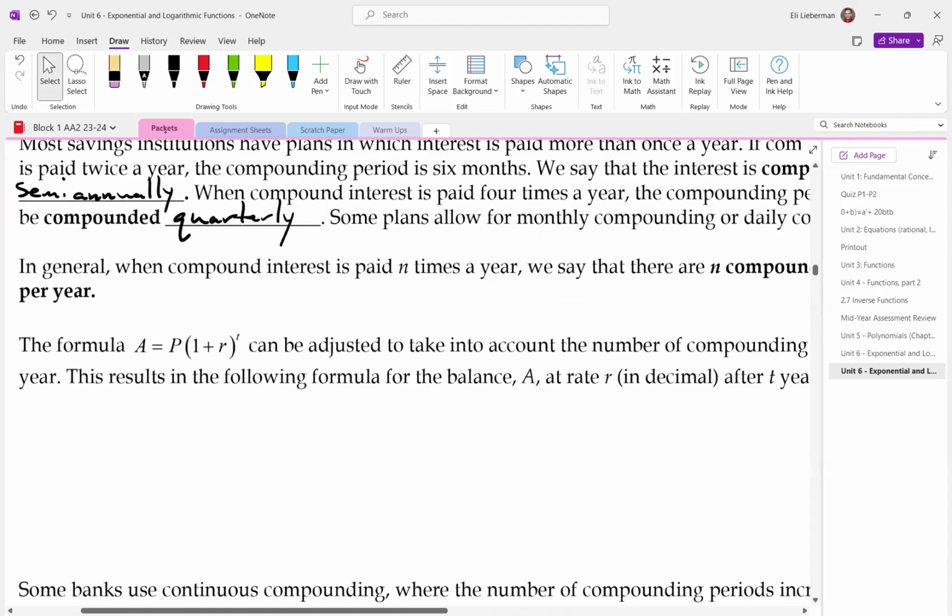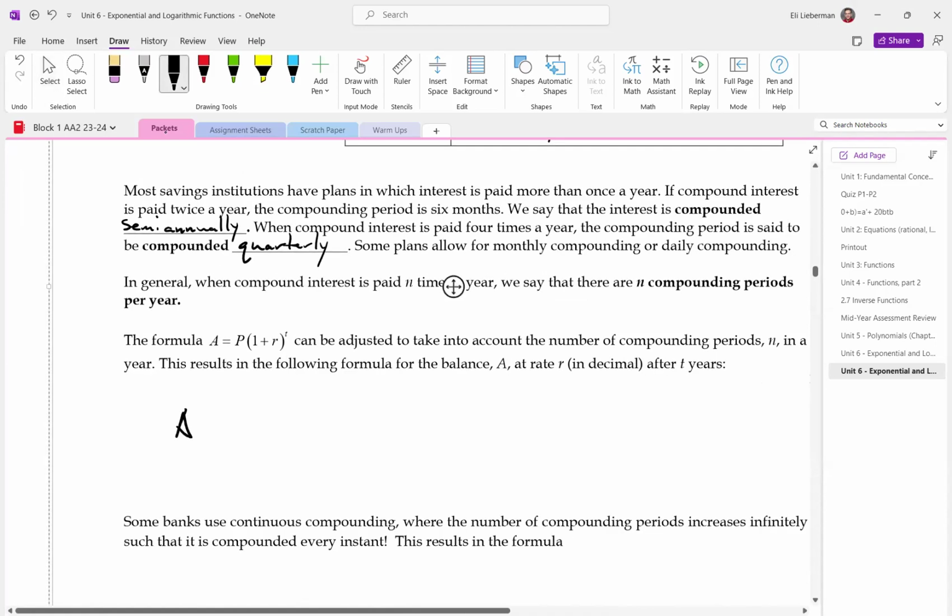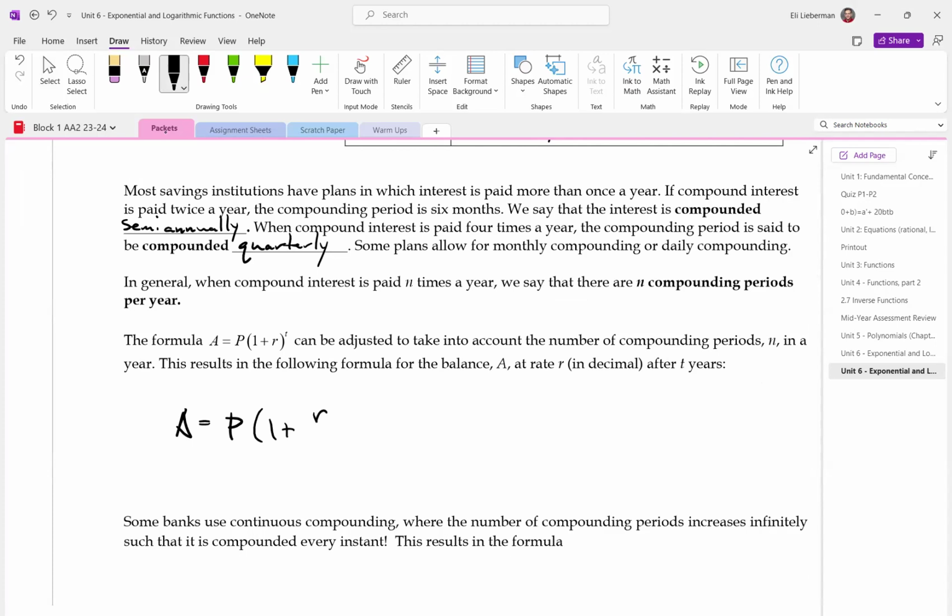This formula is just when it's compounded yearly. So what happens is that P, what does the P stand for? Principal, that's the starting amount of money. So we're going to take that rate, and remember what we did with it? We're going to divide it by however many times we're compounding. Divided by n. But now we have to keep in mind that it's n times per year, so we're going to raise it to the n times t.